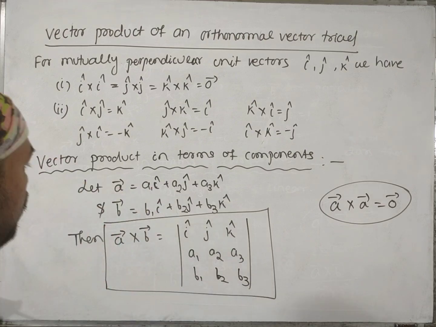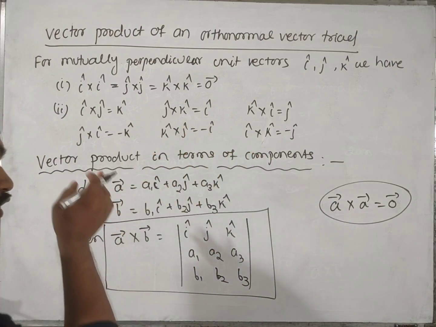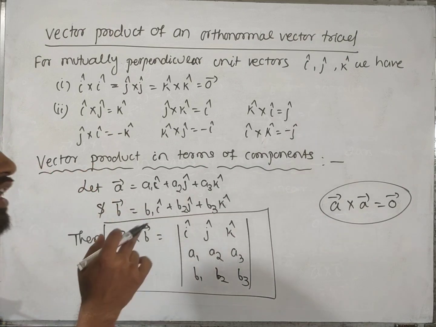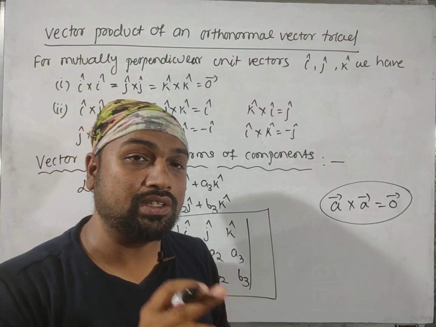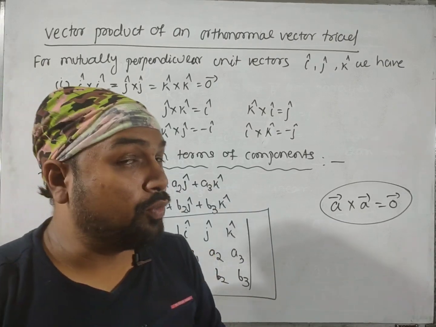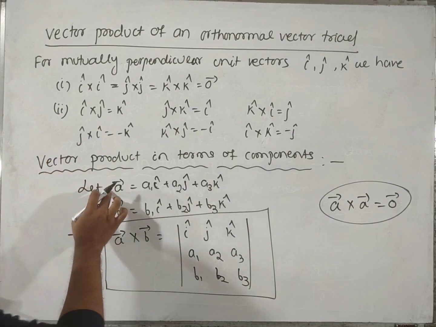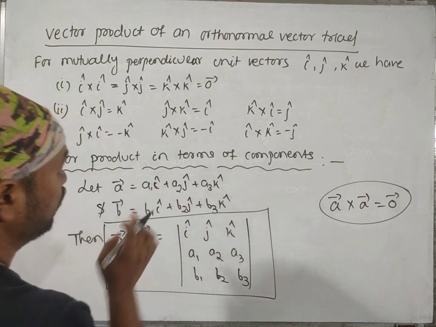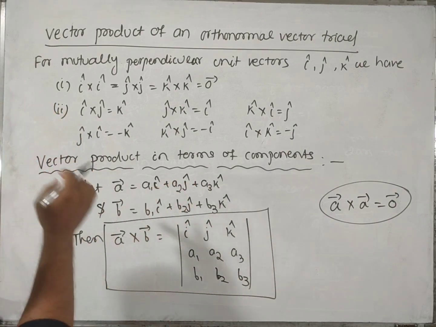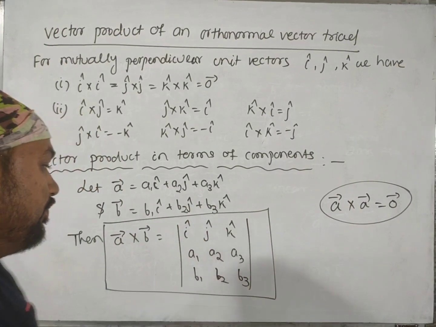Now let us discuss the most important vector product in terms of components. Because the two given vectors are represented in terms of components, that means along with the unit vectors and along with the three axes. Let A vector be equal to A1 i cap plus A2 j cap plus A3 k cap, and B vector is represented by B1 i cap plus B2 j cap plus B3 k cap.